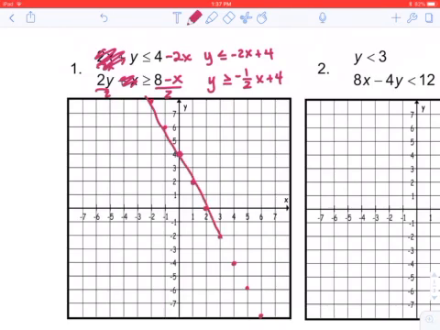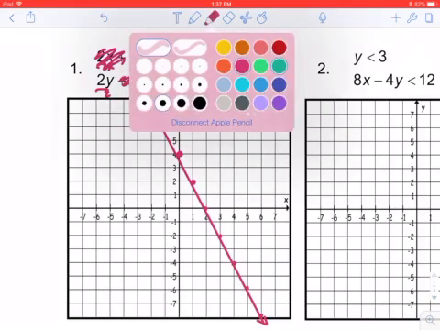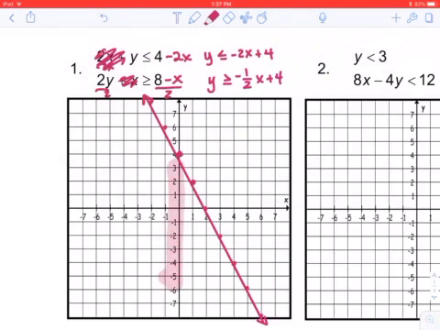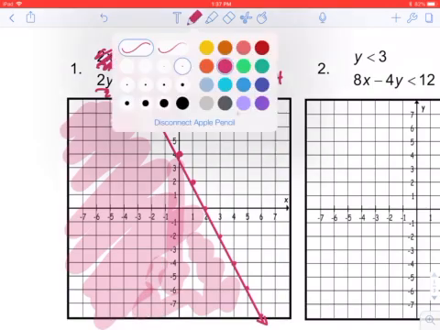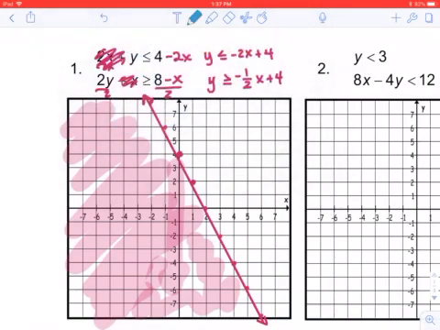I connect. I do get to use a solid line because it is greater than or equal to or less than or equal to. And again, because it is less than or equal to, I'm going to shade down the y-axis. So all of this gets shaded. Then switch colors here. Actually, let's use blue. Y is greater than or equal to -1/2 x plus 4.